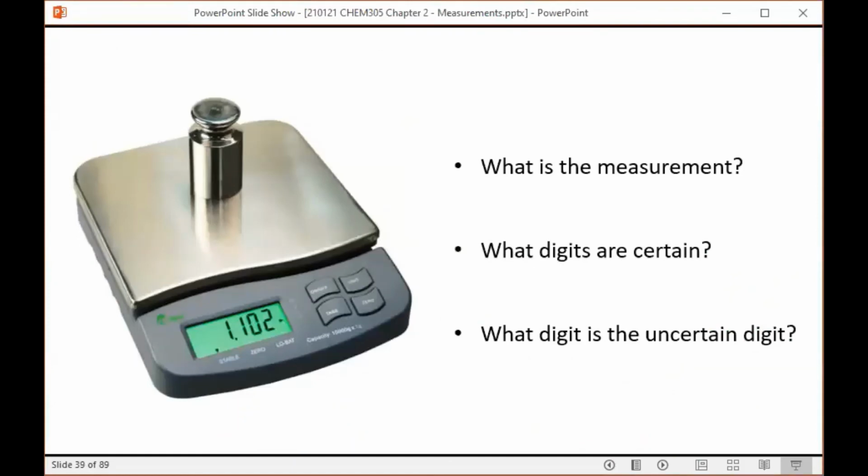Okay, let's try another one. So based on this digital scale, what is the measurement? And this is measuring in grams. So jot down what you would record in your lab manual if you were looking at this in a lab. What digits are certain and what digit is the uncertain digit? And then how many sig figs would you have when you recorded this measurement?